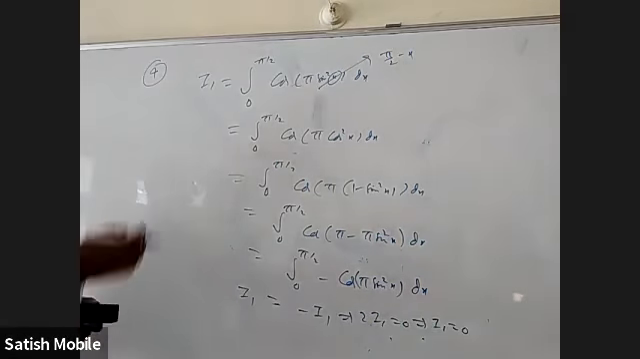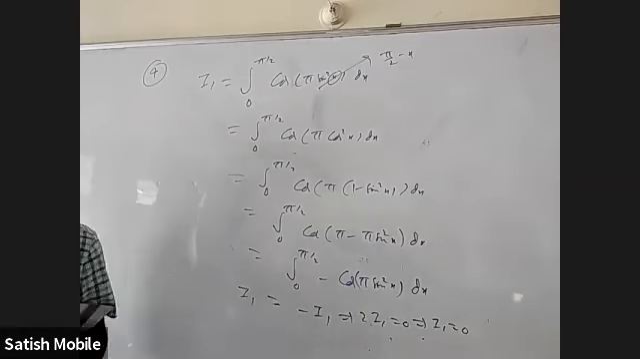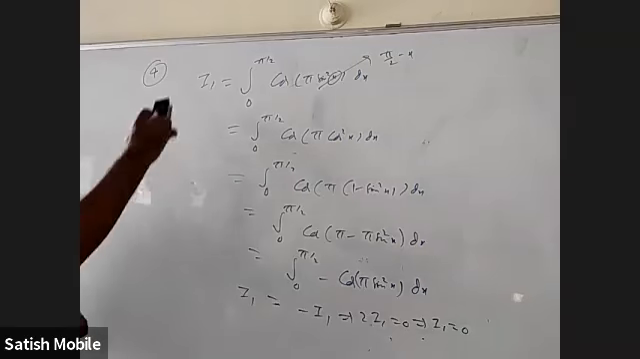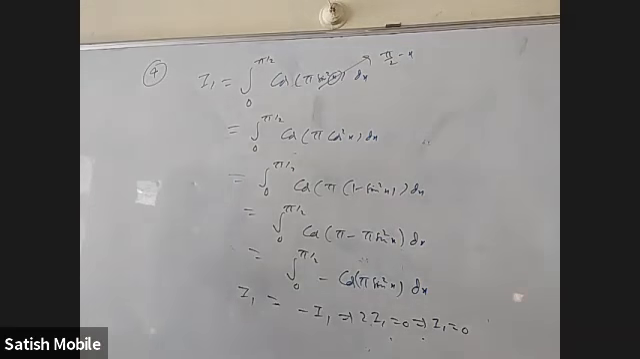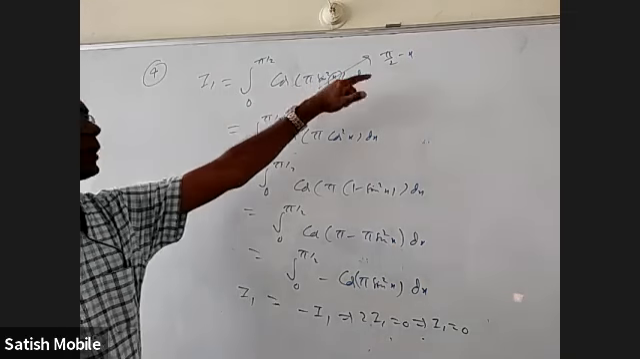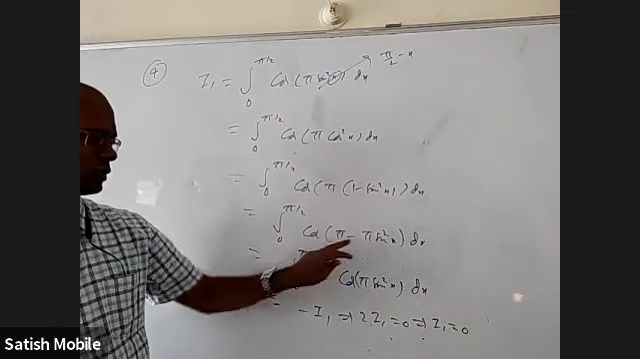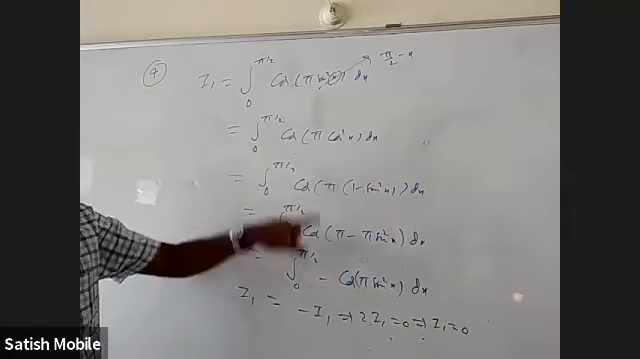I'm not saying this is the only way. Somebody can take I1 plus I1, apply transformations, also it will come. I just proved I1 equal to minus I1. From here to here, replace x with pi by 2 minus x. From here to here, we wrote this cos 180 minus theta is minus cos theta, which is exactly negative of this.